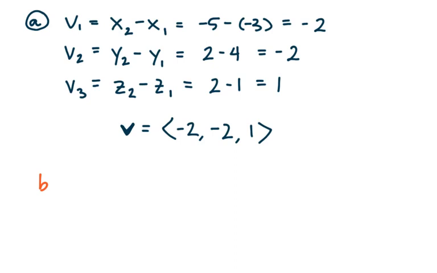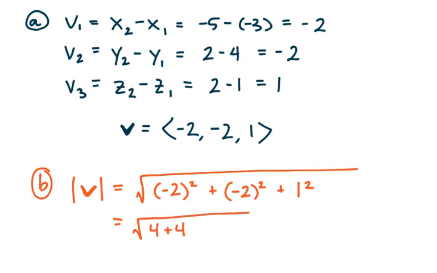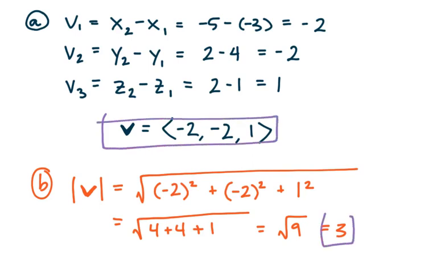So for B, since we already have it in component form, the magnitude of vector V is the square root of each component squared and summed. So my x component, -2 squared, plus my y component, which is also -2 squared, plus my z component, 1 squared. I end up with the square root of 4 plus 4 plus 1, or the square root of 9, which is 3. So I have my vector in component form, and I also know the magnitude or length of my vector is 3.